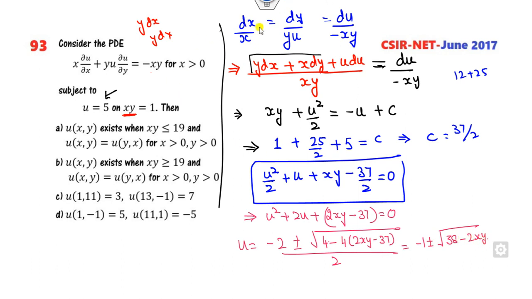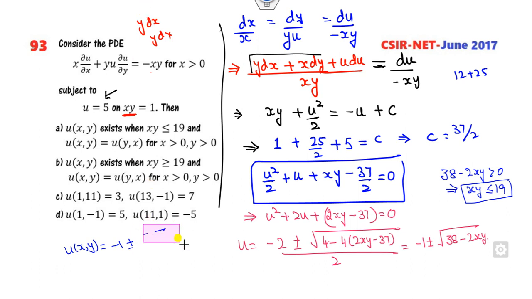Now when will the solution exist? Clearly the solution exists when this is greater than or equal to 0. What is the meaning of that? xy must be less than or equal to 19. So my solution is u(x,y) = minus 1 plus or minus the square root of 38 minus 2xy. So whenever xy is less than or equal to 19, the solution exists, and u(x,y) is equal to u(y,x), then you can easily see that because of the symmetry, the solution exists. This is not that. Now from the third and fourth options we can find their solutions.